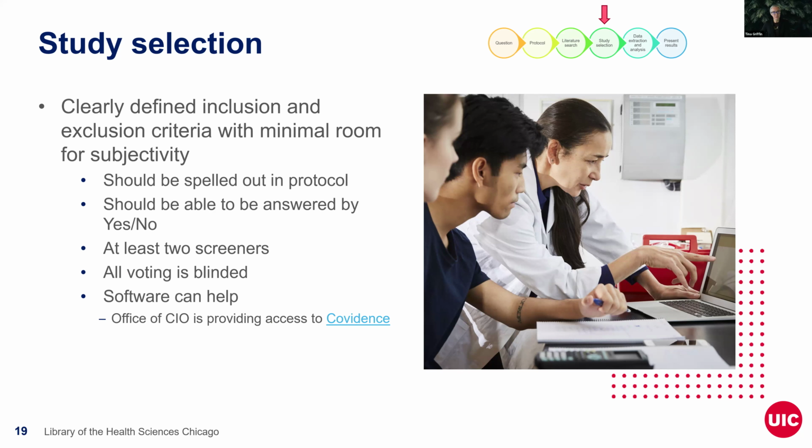You want to avoid subjectivity if you can. And it should be able to answer with yes, no questions. Do we include this? Do we not include this? Software is amazing at this step, and it's so easy to use. And if you have 2 screeners, it's amazing how fast you can get through that screening process. Even several thousand articles can be processed within a matter of a couple of weeks.